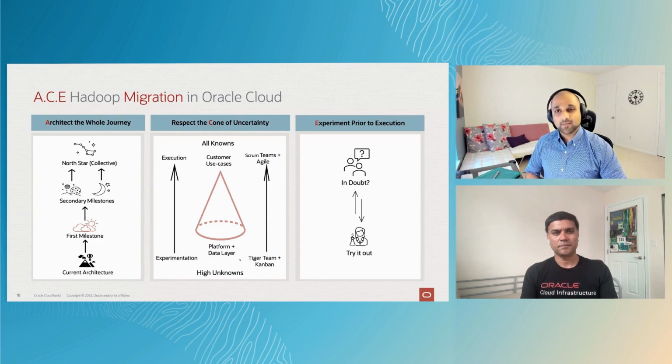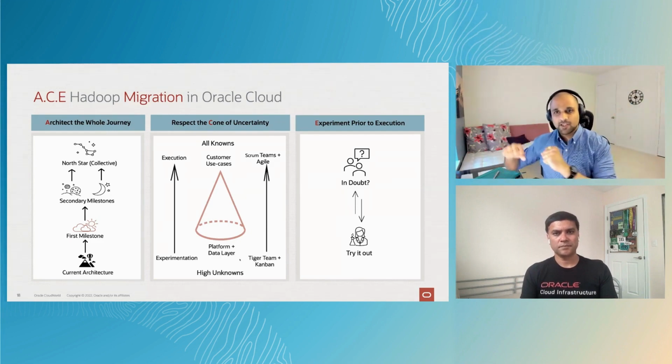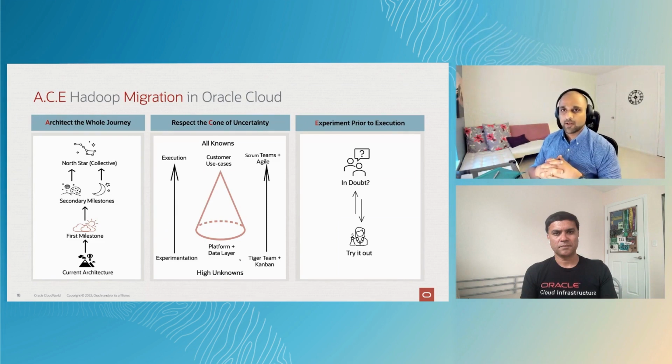So what does ACE in terms of migration mean? There are three components to the ACE acronym. First is architect the whole journey, right? Many times we draw up this fancy diagram of pie in the sky, of object storage and ephemeral clusters and Kafka streaming in, Kafka streaming out, and great, we all feel really good about it. But I would say, let's take a step back.